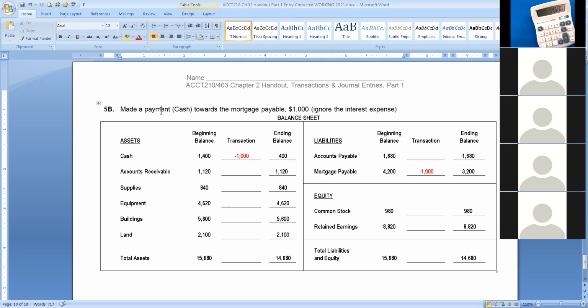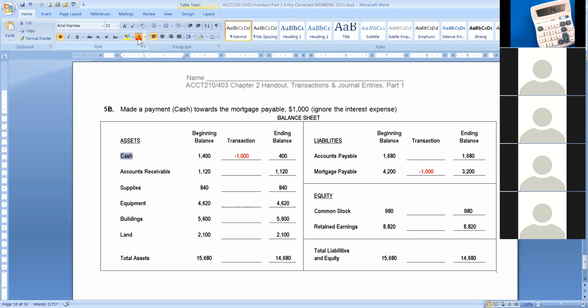You know, for instance, you record this transaction, they made a $1,000 payment. Do you need accounts receivable? Do you need supplies? Do you need equipment? Do you need to record this transaction? Do you need that? No, nothing happened to those.